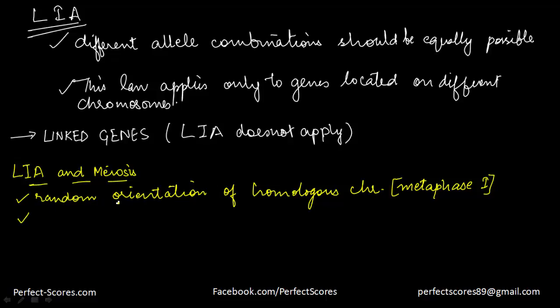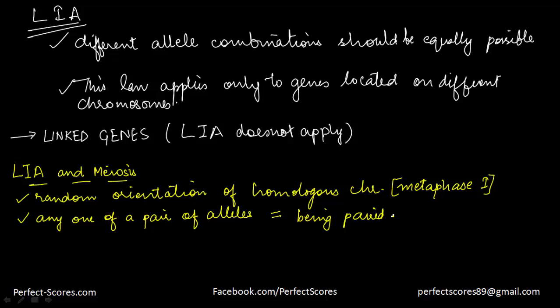Now, because orientation of homologous chromosomes in the pair is random, and it does not affect the orientation of any other homologous pair, any one of a pair of alleles on a chromosome has an equal chance of being paired with or separated from any one of a pair of alleles on another chromosome, because this orientation is completely random and not prefixed.